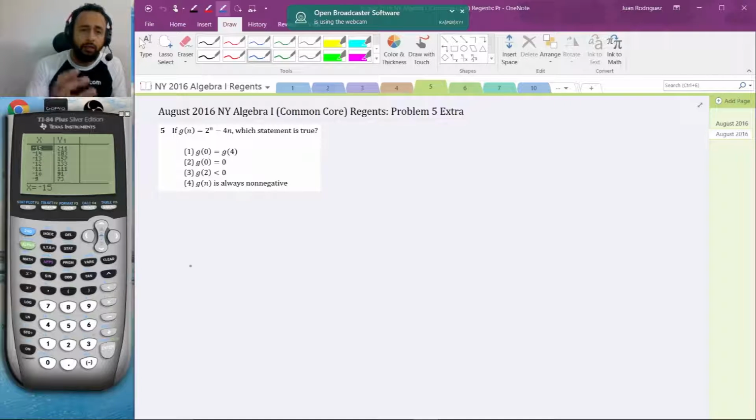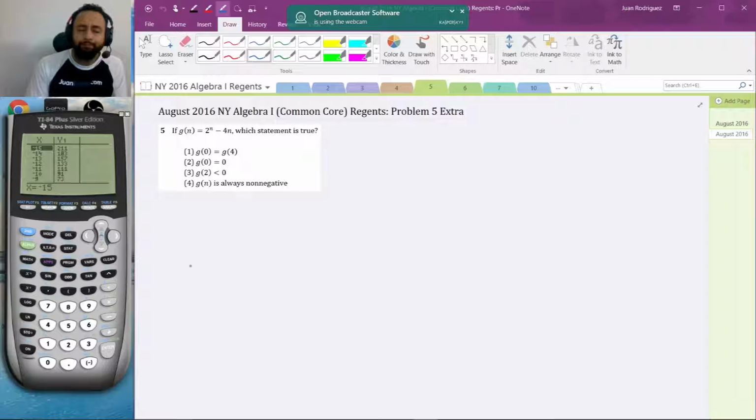So here's this problem. If g of n is 2 to the n minus 4n, which statement is true? G of 0 equals g of 4, g of 0 equals 0, g of 2 is less than 0, or g of n is always non-negative.